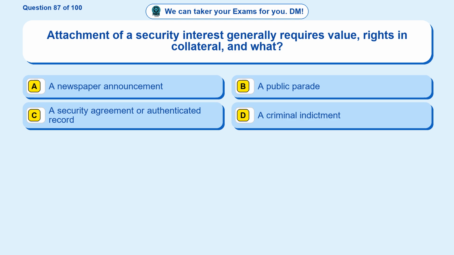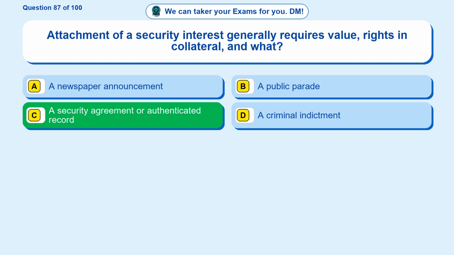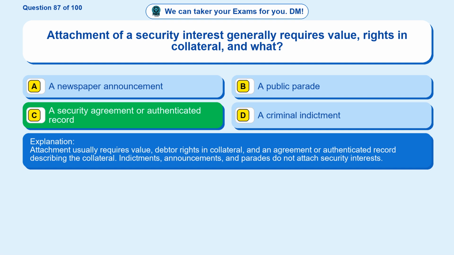Question 87. Attachment of a security interest generally requires value, rights in collateral, and what? Option A, a newspaper announcement. Option B, a public parade. Option C, a security agreement or authenticated record. Option D, a criminal indictment. The correct answer is option C, a security agreement or authenticated record. Attachment usually requires value, debtor rights in collateral, and an agreement or authenticated record describing the collateral. Indictments, announcements, and parades do not attach security interests.